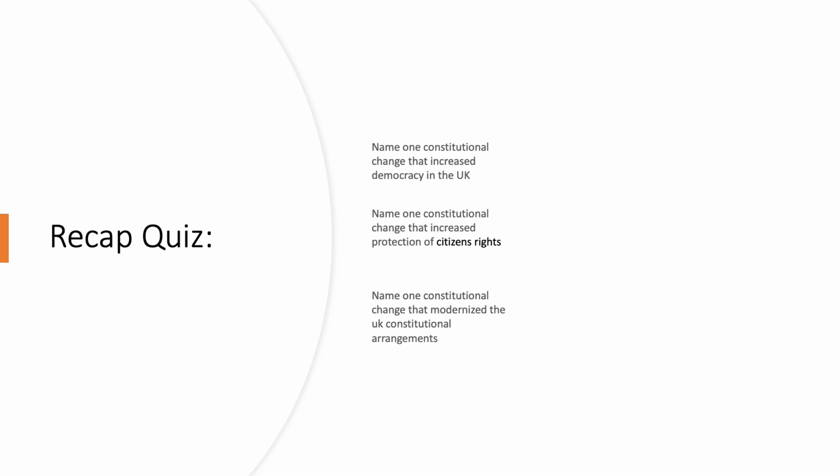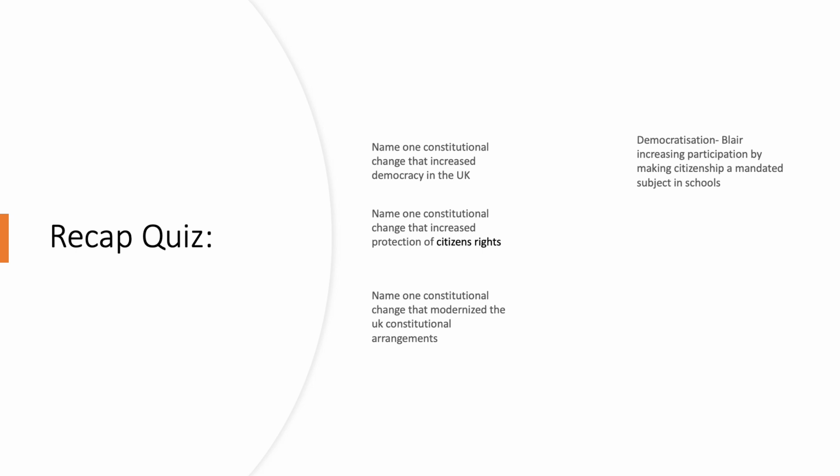So, recap quiz. Name one constitutional change that increased democracy in the UK. We'll give you a minute to think. Democratisation. So, Tony Blair increased participation by making citizenship a mandated subject in school.